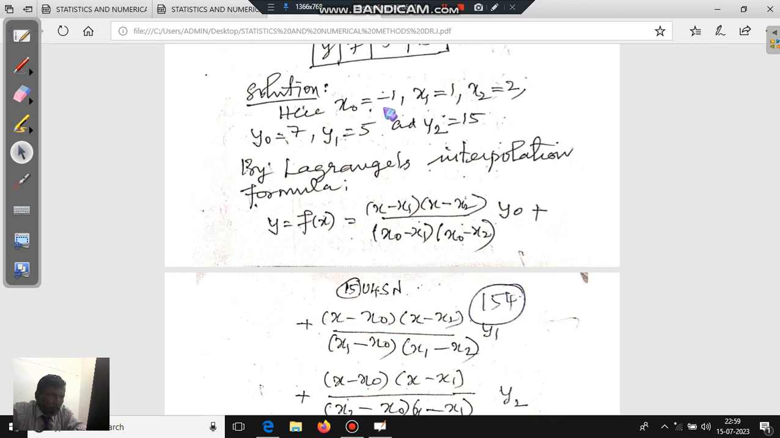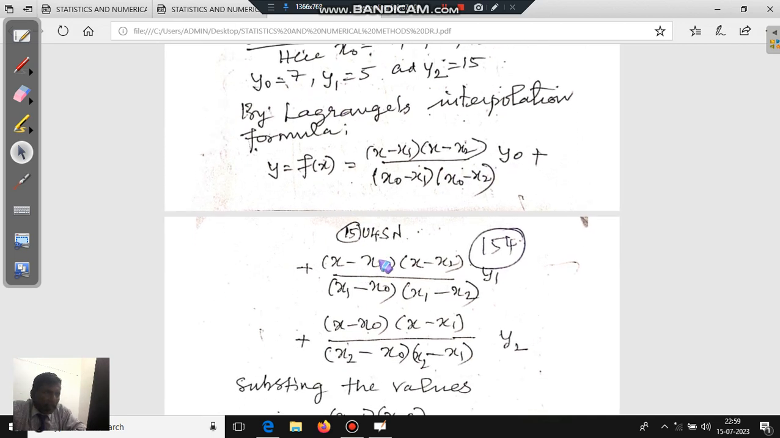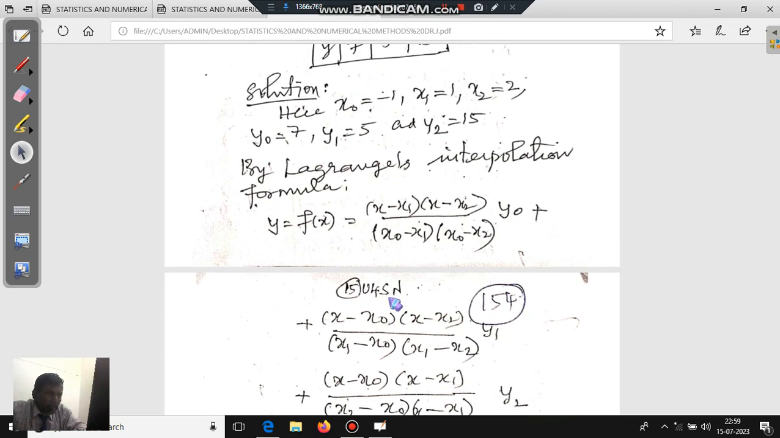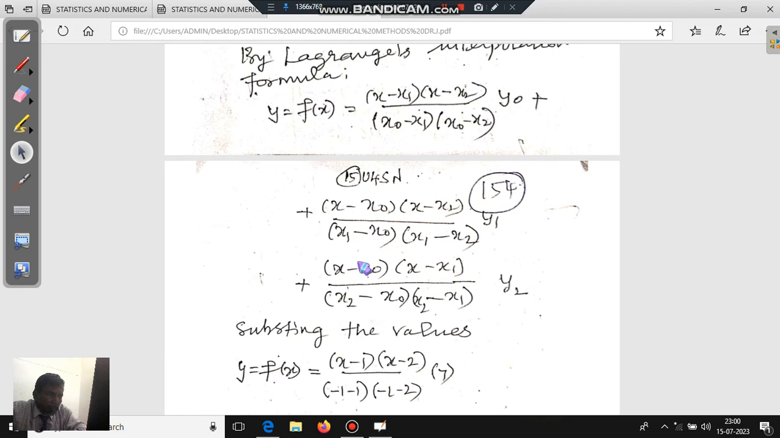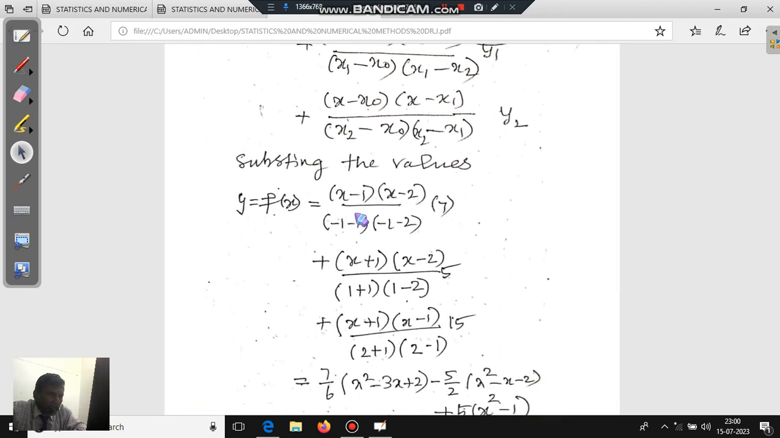For x0 substitute minus 1, for x1 substitute 1, for x2 substitute 2, and y0 substitute 7, and so on in each term. If you substitute in this particular formula, you will get one polynomial.